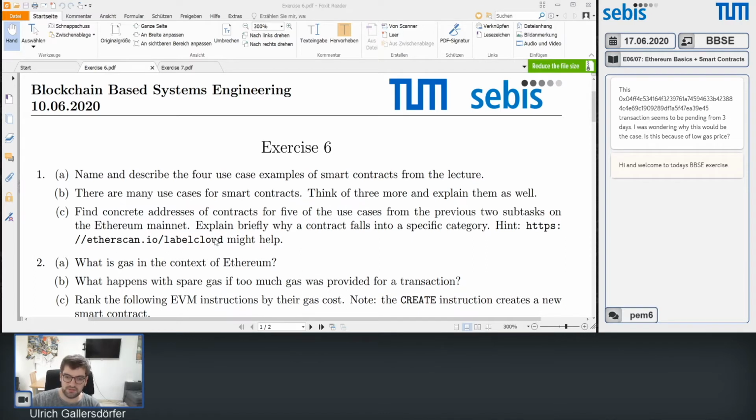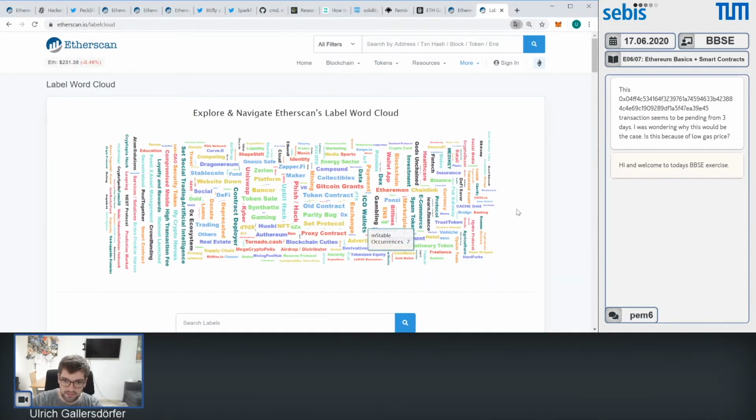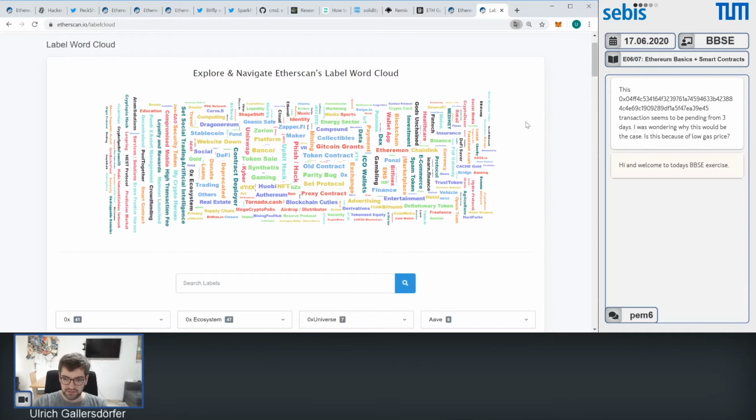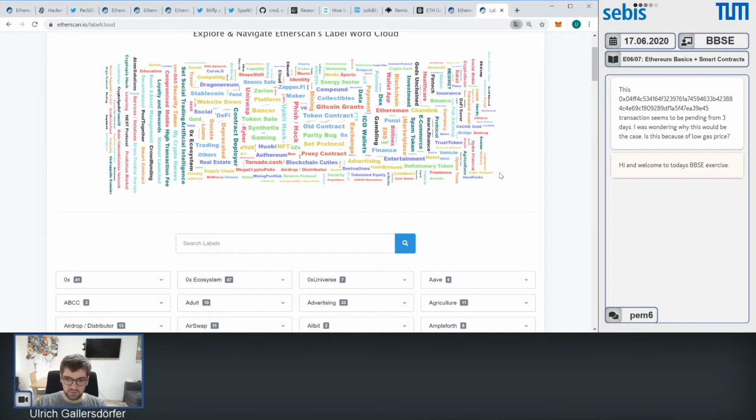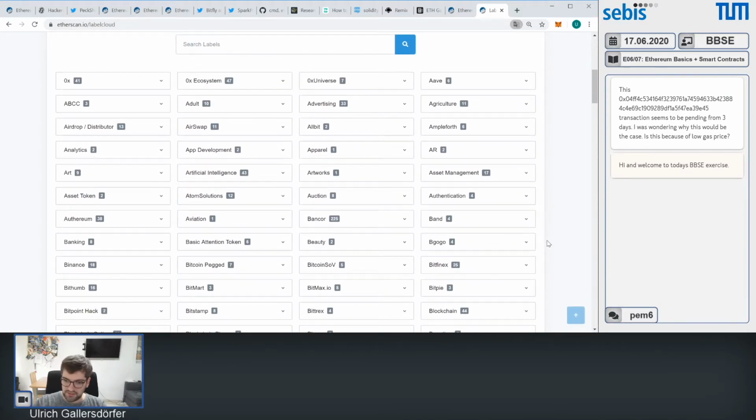I think we just take a short look into this label cloud, and we do not have to go over 5 use cases here. I think that's a little bit overkill, but just so that you have an idea how that looks and how it works. So basically, Etherscan labels smart contracts according to their functionality. I don't know if that is proposed by the users or if they do it on their own, but you can see it a lot here.